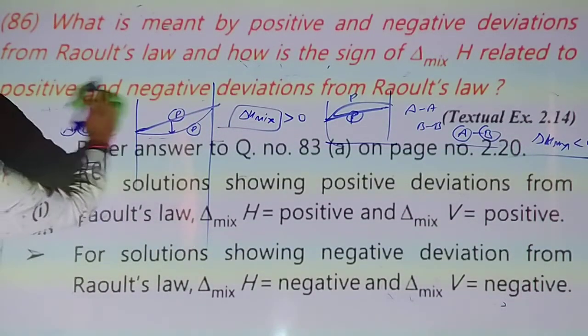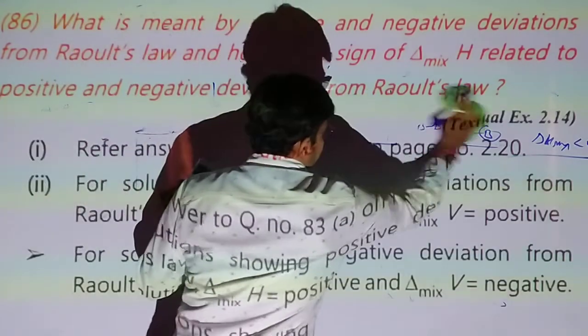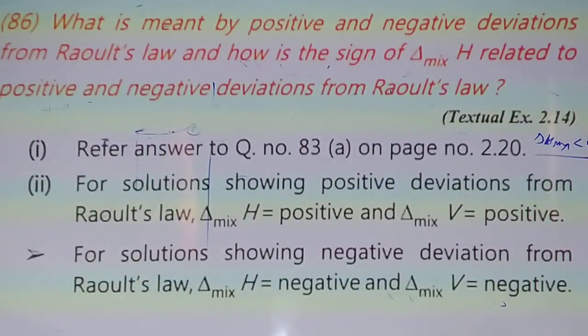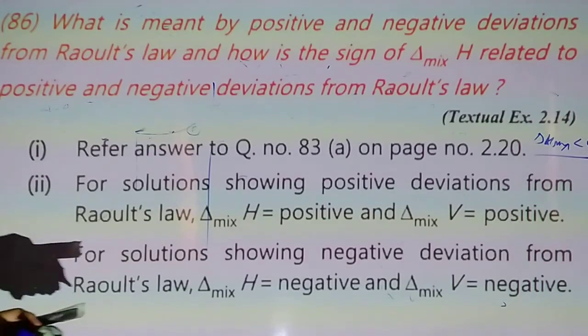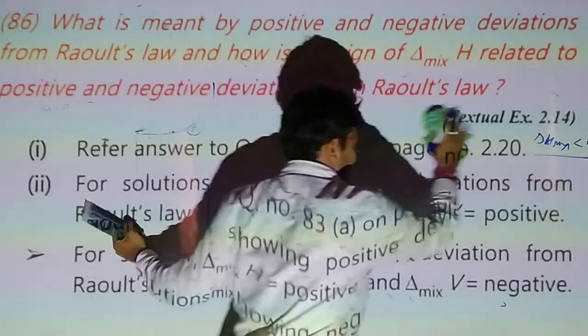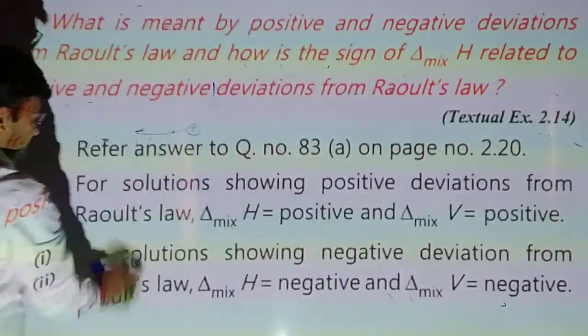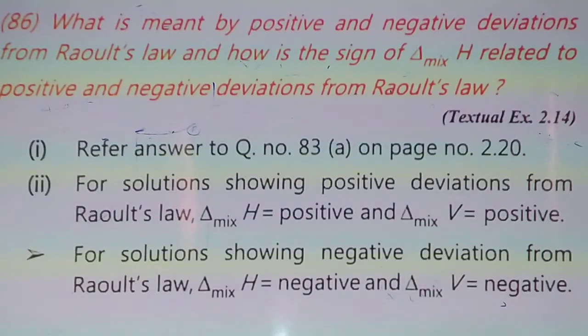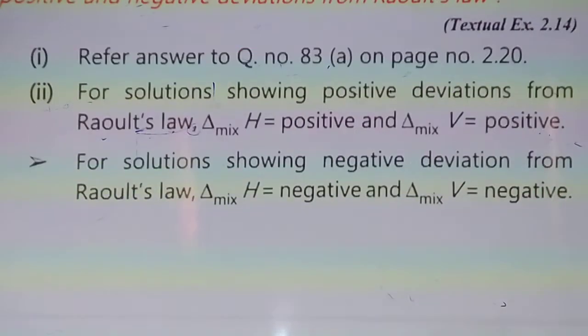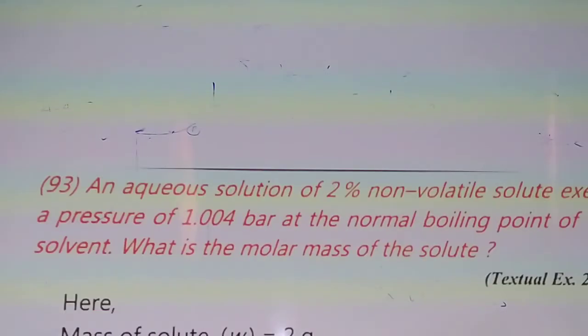For the solution showing positive deviation from Raoult's law, delta H mixture is positive and delta V mixture is also positive. Now for negative deviation, delta H mixture is negative, and delta V mixture is also negative.